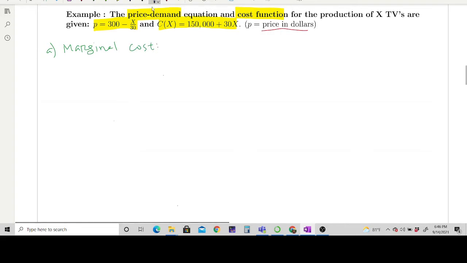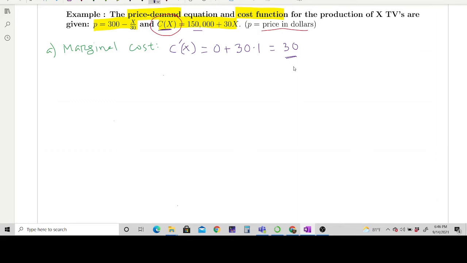The marginal cost is the derivative of the cost function. So we are given the cost function C of x. To get the marginal cost, you simply take the derivative of that function. So C prime of x equals the derivative of 150,000, which is 0 because it's a constant, plus the derivative of 30x, which is 30 times 1, which equals 30. So the marginal cost equals 30. What does it mean? It means it costs $30 to make a TV at any production level.